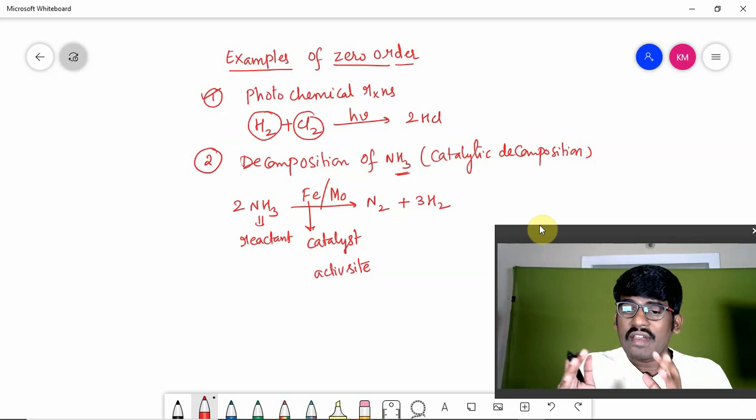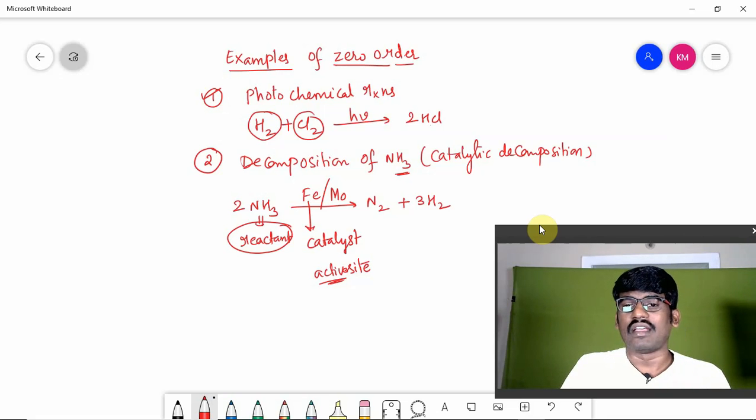Every catalyst has certain active sites, and the reactant molecules occupy the active sites. If they occupy as many active sites as they can, then the rate of reaction depends on that. If more active sites of the catalyst are occupied, the rate of reaction increases. So the rate of reaction does not depend on the concentration of the reactants.